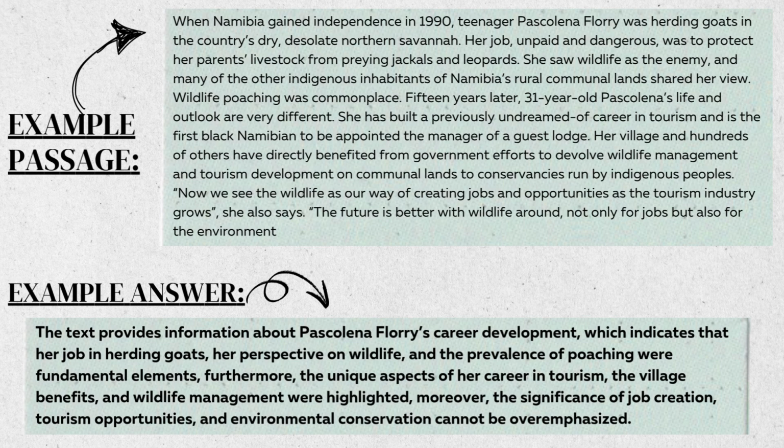Example passage: when Namibia gained independence in 1990, teenager Pascalinha Flori was herding goats in the country's dry, desolate northern savannah. Her job, unpaid and dangerous, was to protect her parents' livestock from preying jackals and leopards. She saw wildlife as the enemy, and many of the other indigenous inhabitants of Namibia's rural communal lands shared her view.